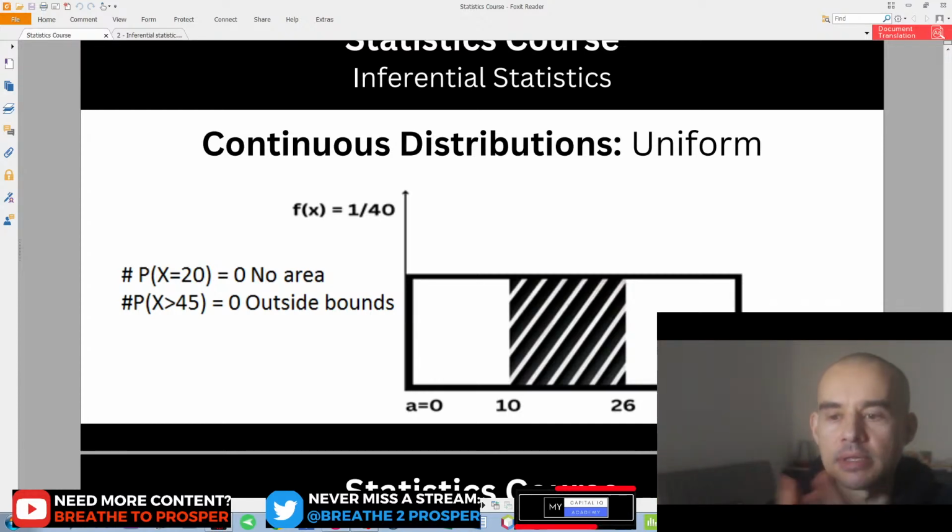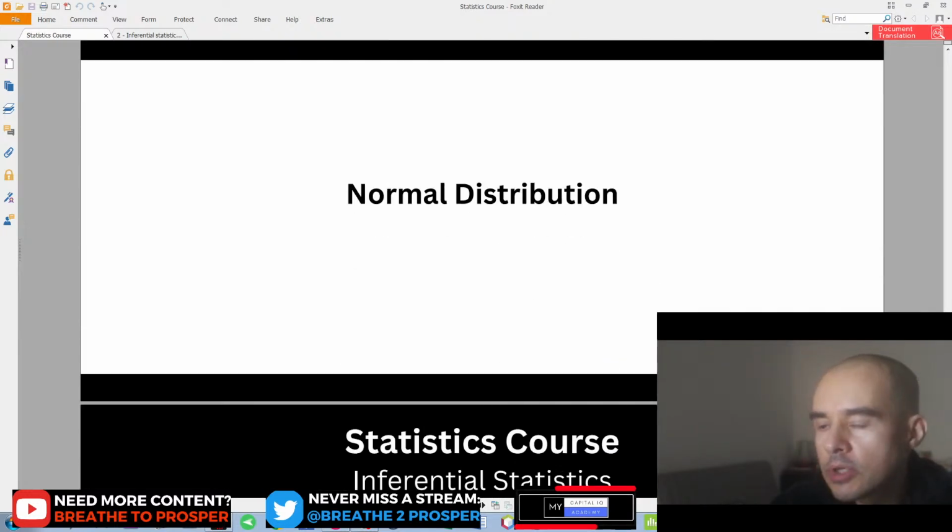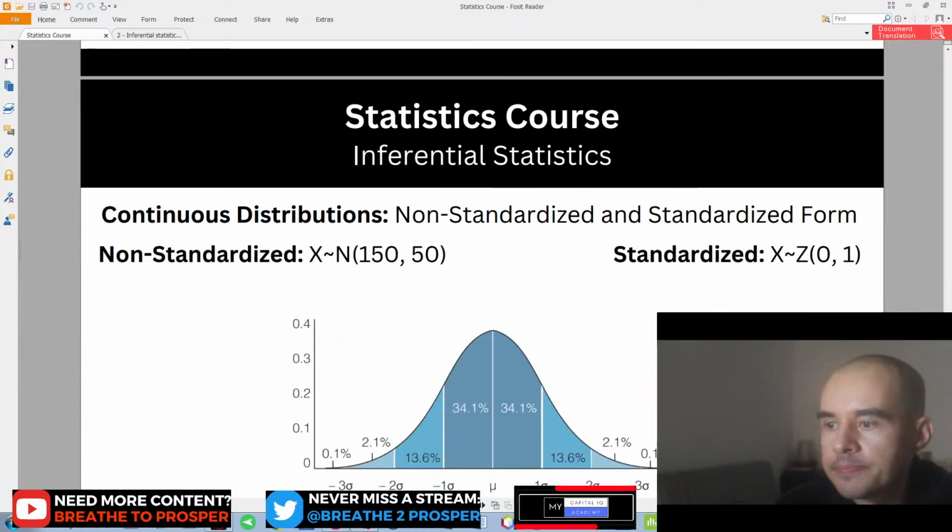Okay? Think about it. It's like you're dealing with a continuous flow. There is no probability of x being specifically equal to a specific number. And on the same token, if we ask for probability outside the bounds, that is not calculated as well because it doesn't exist. Okay? So let's look at now a specific example, which is a normal distribution. How does this work?